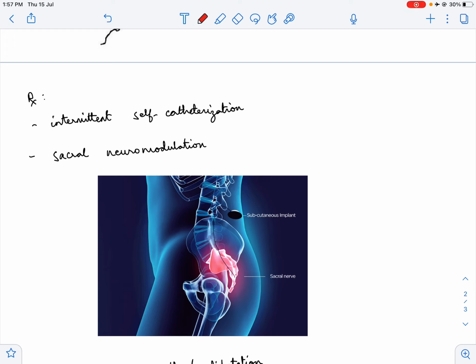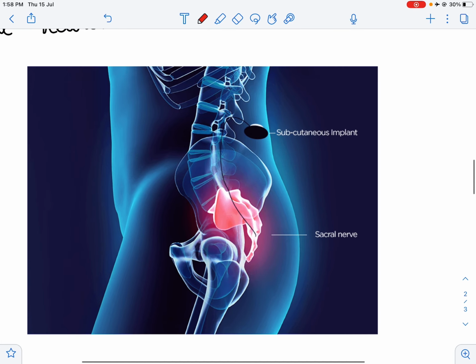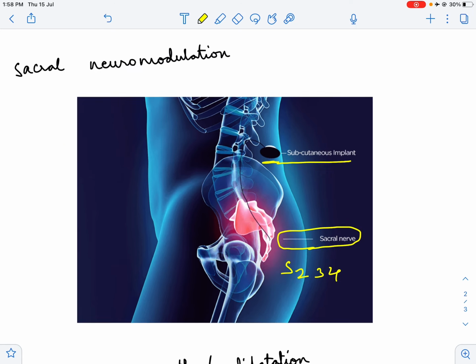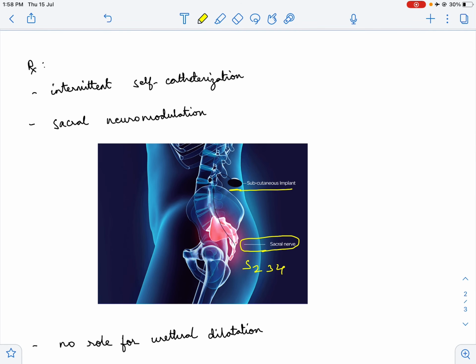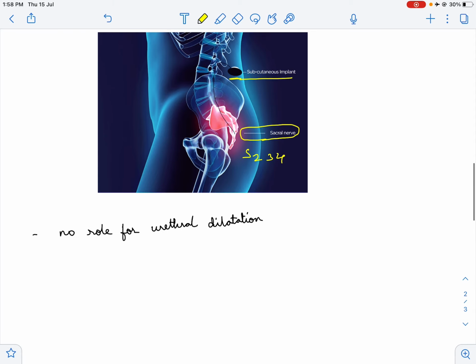There is also a newer modality called sacral neuromodulation, that is sacral nerve stimulation. This can be either non-invasive or invasive. Non-invasive is the transcutaneous nerve stimulation part. In this figure, we are seeing an invasive approach where a subcutaneous implant has been placed. Because it is subcutaneous, it acts very well on the sacral nerve, specifically S2, 3 and 4. It will give impulses to the sacral nerve and prevent the abnormal discharge. You should remember that there is no role for urethral dilatation in such patients.